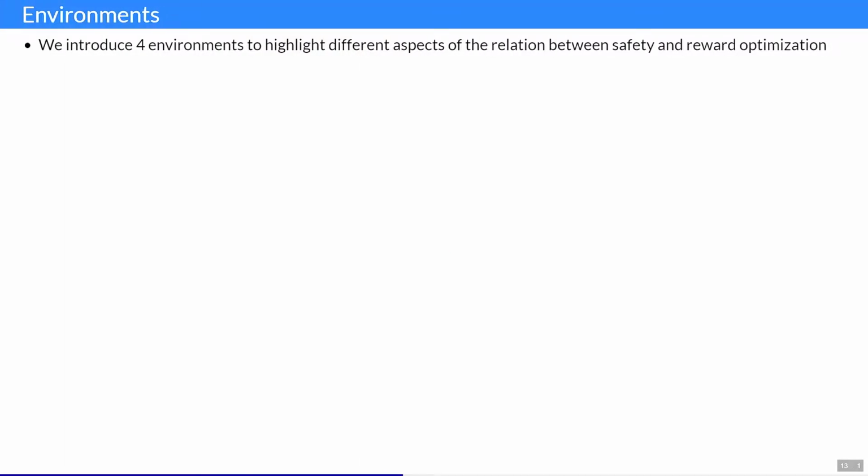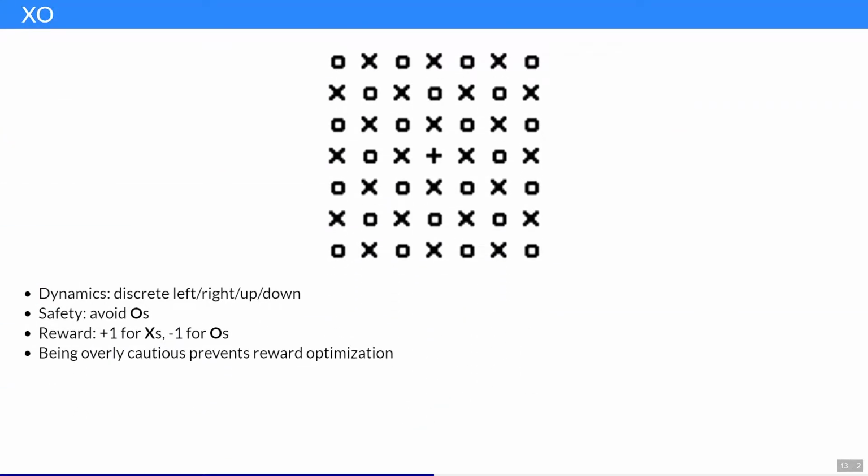Finally, we'll proceed to the environments that we introduce in this work. And we have 4 different ones, which try to highlight different aspects of the relation between safety and reward optimization. So the first environment is the only one with a discrete action space. So here the dynamics are just that the agent, which is the plus in the center of this image, can move left, right, up, or down. The safety constraint is that the agent must avoid colliding with any of the O's, and the reward function gives +1 for X's and -1 for any O's.